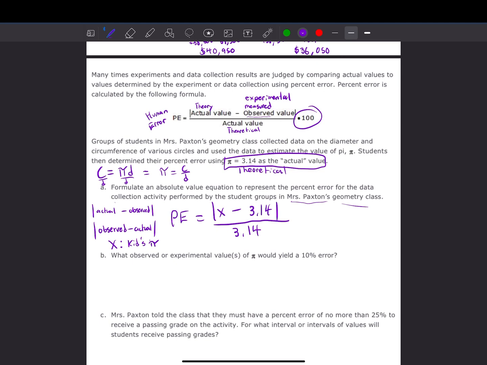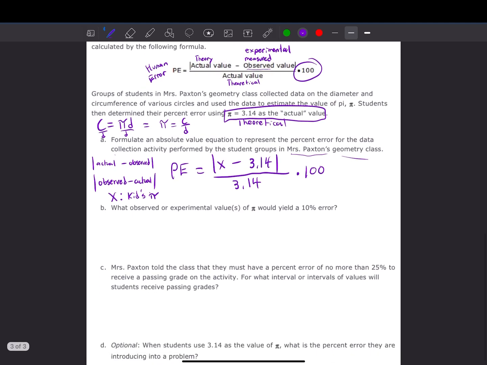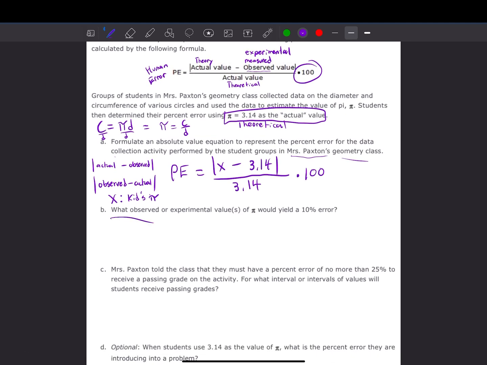How do we get the percent error? We multiply by 100. So what is this 100 doing? We're going to see right here. What observed or experimental values of pi would yield a 10% error? We don't have to write the percent symbol because there is 100 here. That's the only reason multiplying by 100 is there. So I'm just going to replace PE, percent error, with 10. 10 equals the absolute value of x minus 3.14, all out of 3.14, times 100.